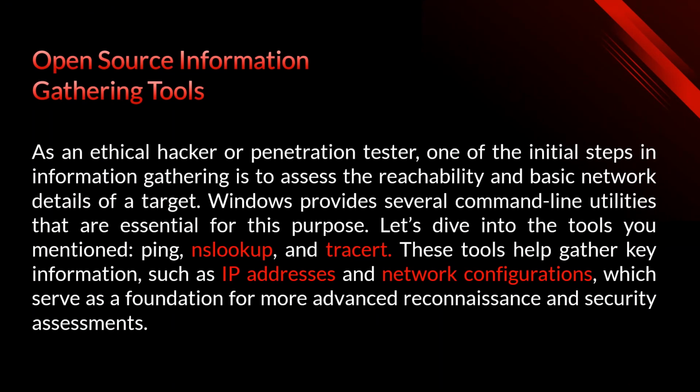As an ethical hacker or penetration tester, one of the initial steps in information gathering is to assess the reachability and basic network details of a target. Windows provides several command line utilities that are essential for this purpose. Let's dive into the tools you mentioned: ping, NSLookup, and Tracert. These tools help gather key information, such as IP addresses and network configurations, which serve as a foundation for more advanced reconnaissance and security assessments.